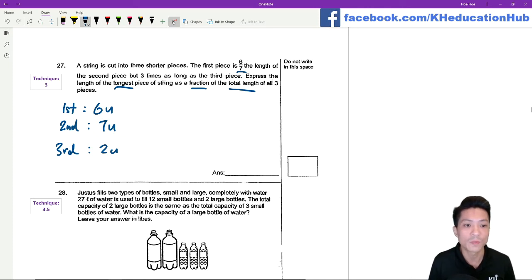Now they want you to express the length of the longest, which is 7, as a fraction of the total length. The total length will be 6 plus 7 plus 2, which is 15. The answer is 7/15.